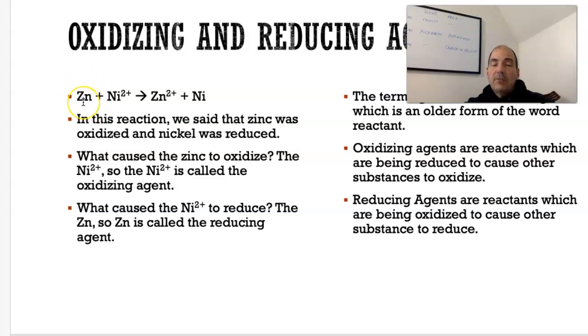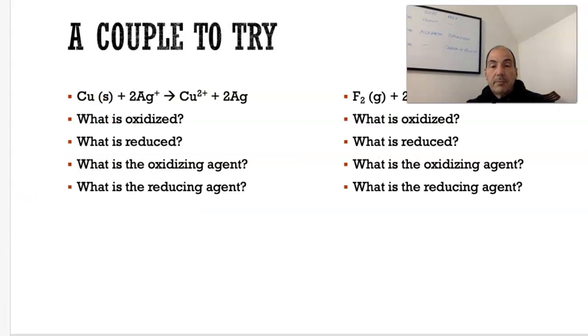Zinc was oxidized. Zinc is the reducing agent. Nickel was reduced. Nickel 2 is the oxidizing agent. So they are always going to work like that.